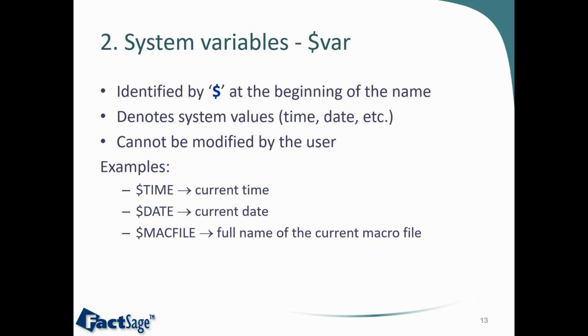System variables are the second type of variables available in macroprocessing. They are identified by the symbol $ at the beginning of the name. They are built-in and denote system values, such as time, date, directories, and so on, and cannot be modified by the user. The value can be printed or stored in a user variable. For example, $time is the current time, $date is the current date, and $macfile will give you the full name of the current macrofile in use.